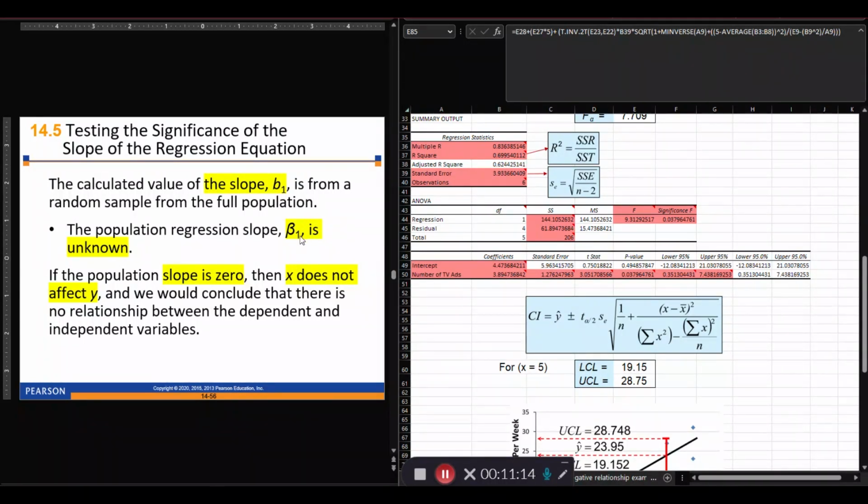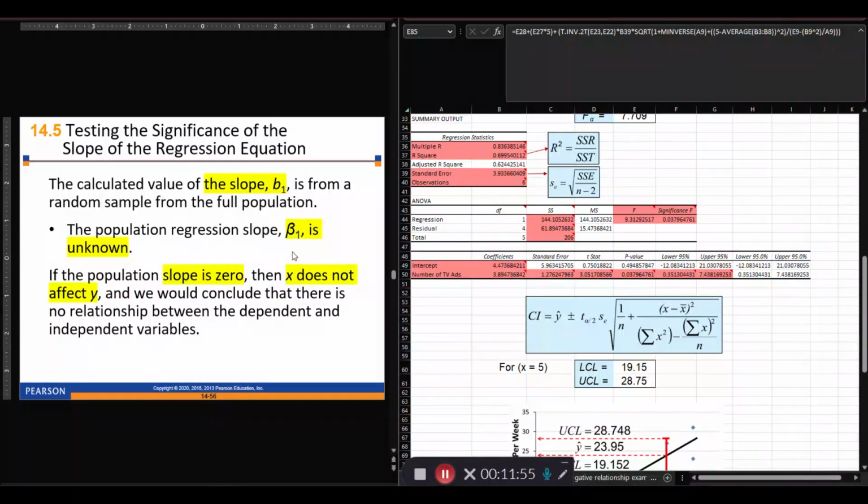So beta 1, B1, is turned into beta 1, and that's supposed to be the population parameter. So we're testing if the population parameter is significantly different from this or not. This is how we measure it. If the population slope is 0, then X does not affect Y. So if this turns out to be significantly 0, we would conclude that there is no relationship between the dependent and independent variables. So this is an important test that we have to look into before we proceed.